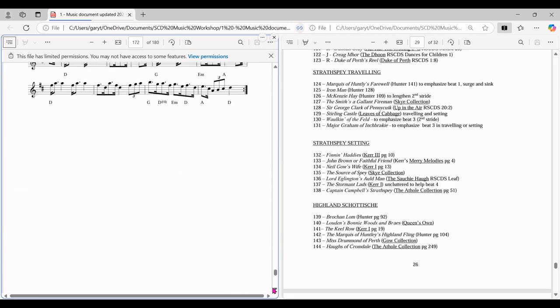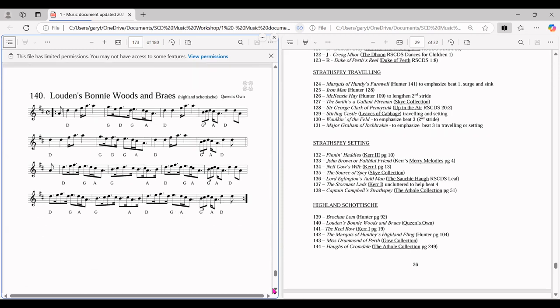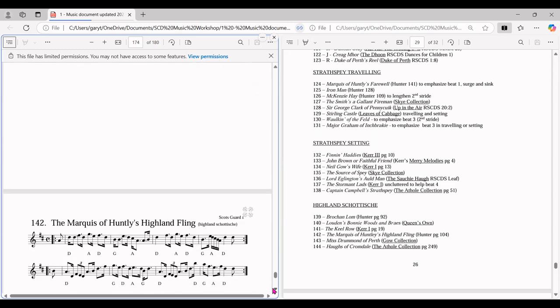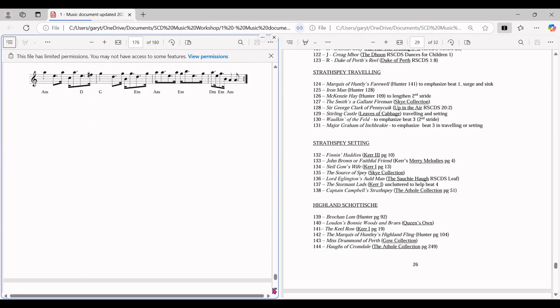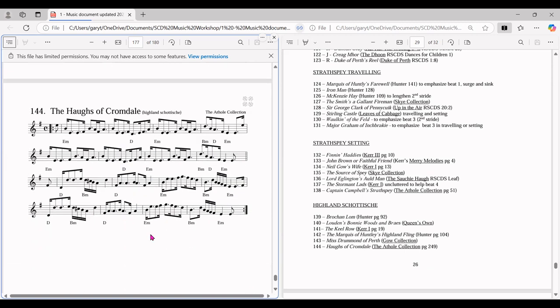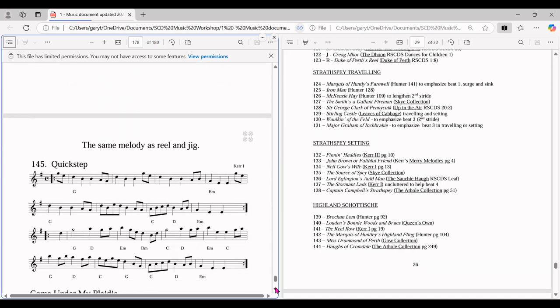Or I mentioned the Hawes of Cromdale earlier, number 144, which is a fun little country dance. Ready, and. Beautiful tune. Right.